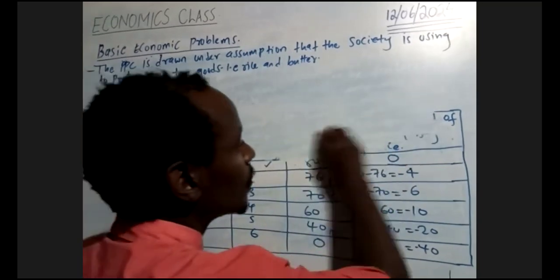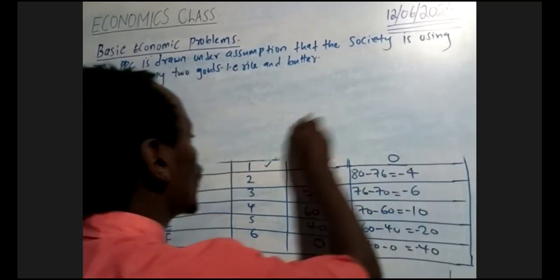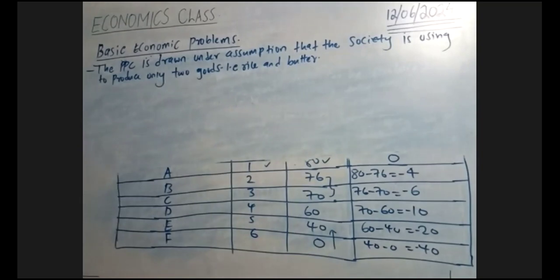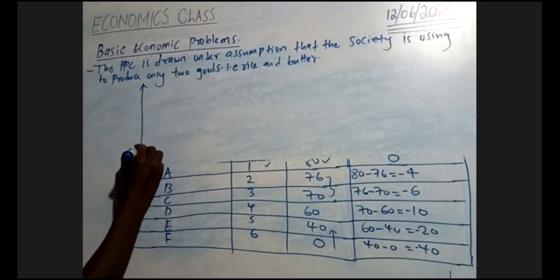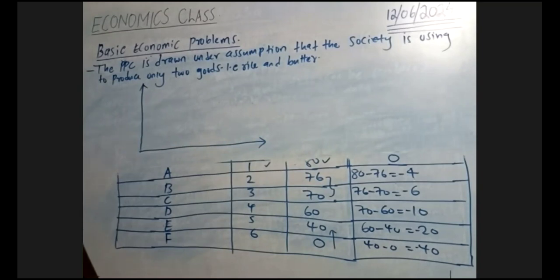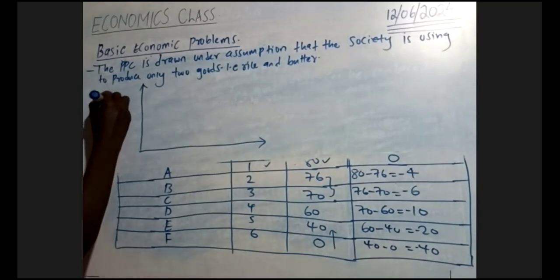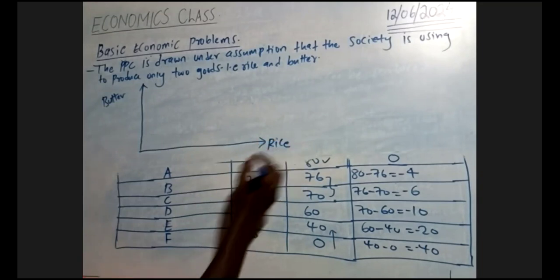So in an exam akikuuliza, just use a graph. A graph is more favorable. So for example, tuko na hiyo inakaa hivyo PPC. So tuseme hapa ni butter na hii side ni rice.